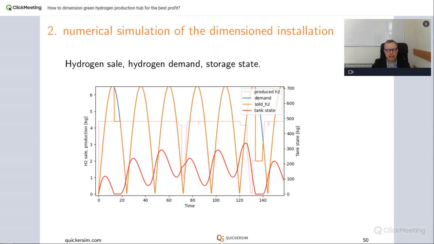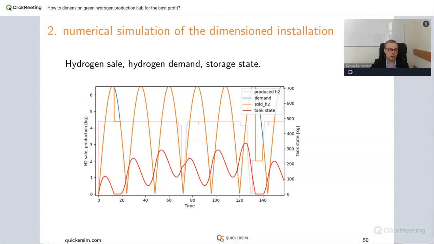Okay, let's move on. Let's take a closer look at the chart about the hydrogen tank. Here on the right-hand side, you can see a scale for tank state, and the red line is the tank state. So you can see the tank state after, I don't know, 15 hours of operation was near 100 kilograms. But then we try to sell some hydrogen. The hydrogen demand on this chart is the blue line. So this is the sinusoidal character of the demand. And the orange line is how much hydrogen we actually sold.